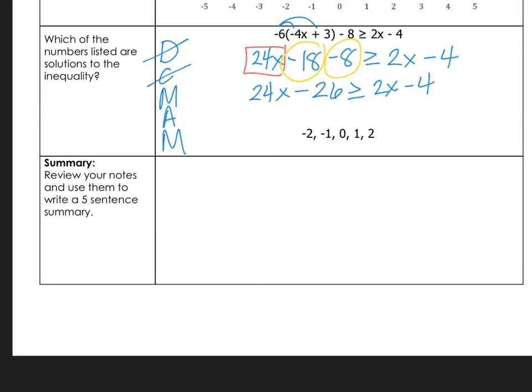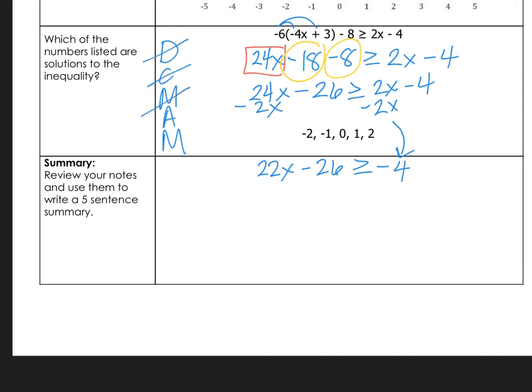Now we need to move a variable. We're going to move the smallest variable. On the right-hand side, we have positive 2x, that's smaller than 24x, so we're going to subtract 2x on both sides. When we do that, and I'm going to write it down in my summary, we're going to get 22x minus 26 is greater than or equal to negative 4.